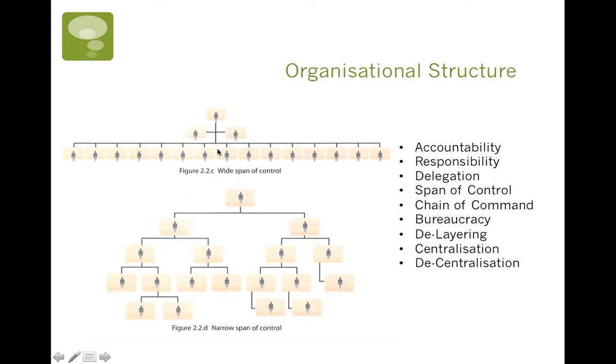Accountability and responsibility says, who am I accountable to and who am I responsible for? So this person here in the hierarchy is accountable to the manager, the CEO up here. But he is responsible for the people beneath him in the hierarchy. They are accountable to him. So to be accountable to somebody is who you report to, the person above you in the chain of command, whereas you are responsible for the people below you in the chain of command.